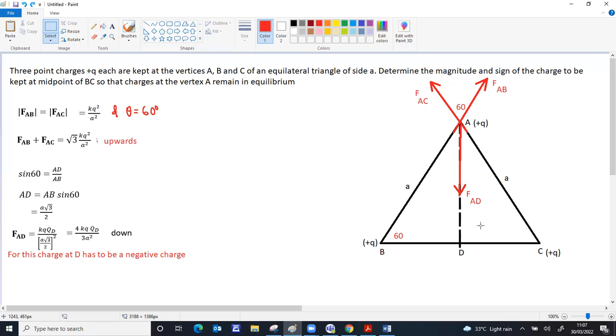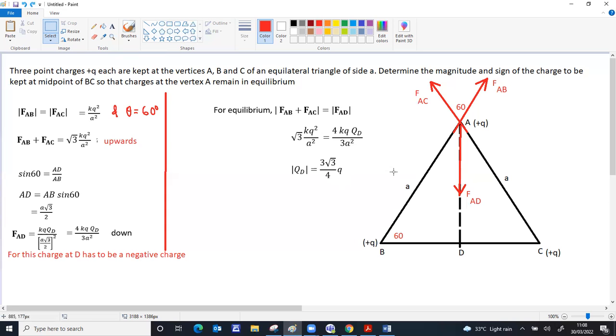Now for finding the magnitude, the net upward force on A due to C and B has to be cancelled by the downward force on A due to D. That means FAC plus FAB magnitude has to be equal to FAD. We can substitute: FAB plus FAC is root 3 KQ square by A square. FAD is 4 KQ into QD by 3A square. K gets cancelled, one Q gets cancelled, A square gets cancelled. 3 will go to the left, 4 will come down. So 3 root 3 by 4 into Q. That will be the magnitude of charge at D.